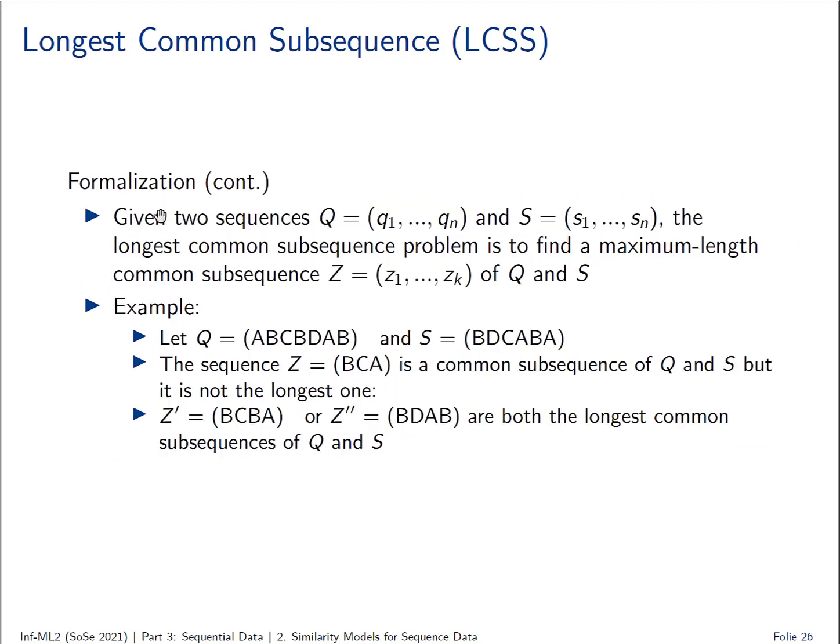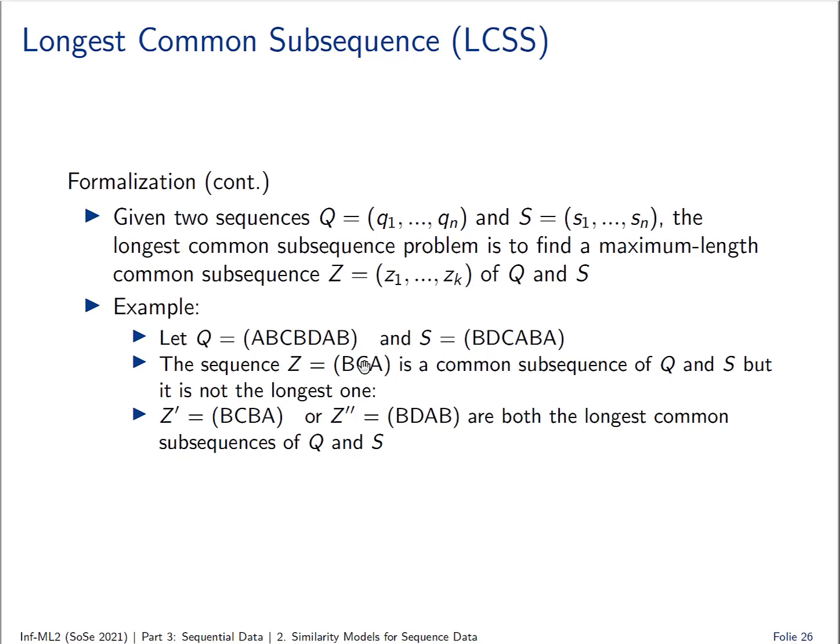Okay, now given that, we can define the so-called problem of longest common subsequence. That is to find a maximum length common subsequence of two given sequences Q and S. For example, here we have Q and S, and if we have a look at this sequence here, BCA, that is a common subsequence. This one here is a common subsequence of Q and S.